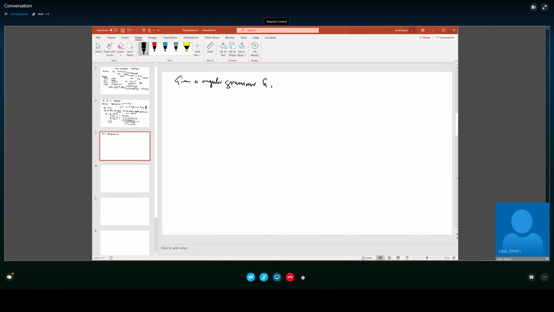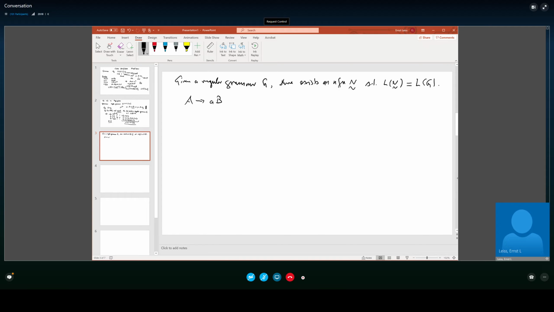G, there exists an NFA N such that the language accepted by that non-deterministic finite automaton is exactly the language generated by that grammar. So we can just do that in general.